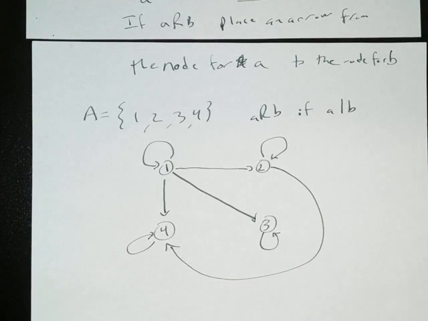Is this relation reflexive? How would I know from the picture whether or not this is reflexive? And we have an arrow going from 1 to 1, from 2 to 2, from 3 to 3, from 4 to 4. We have a loop at every node.